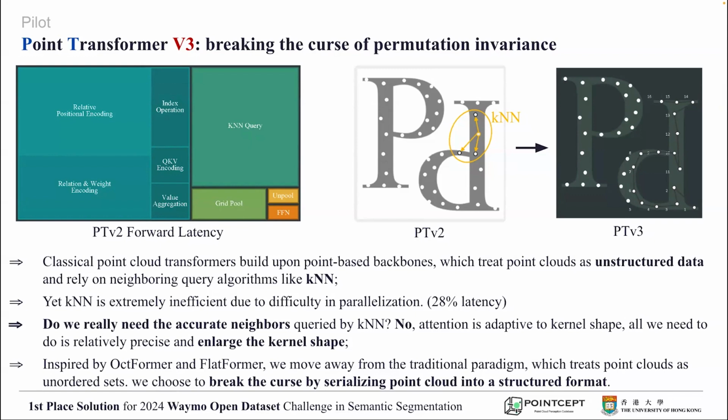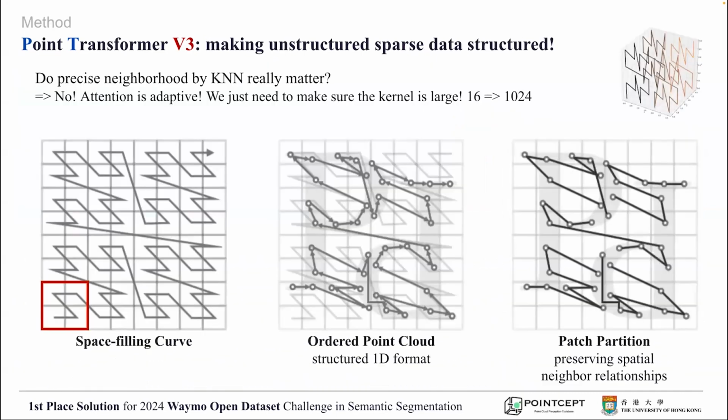Further, inspired by OctFormer and FlatFormer, we decided to break the traditional paradigm, which treats point cloud as unstructured data, and seek a way to transfer the point cloud to 1D structured data while still maintaining the spatial proximity to some extent, so that we can benefit from the convenience of structured data and enable a huge leap in model efficiency. That is the serialization of our Point Transformer version 3.